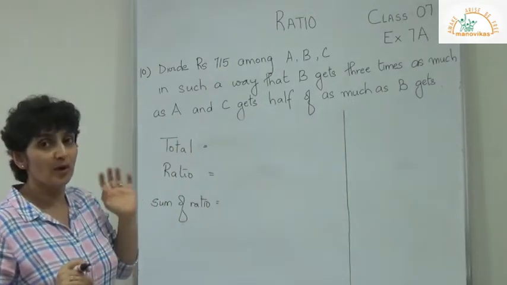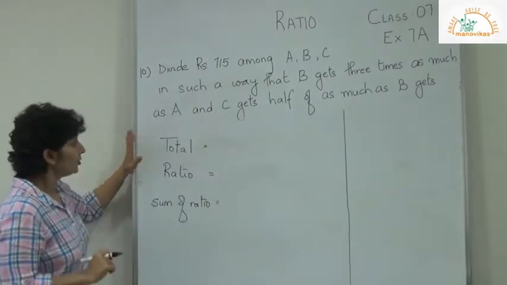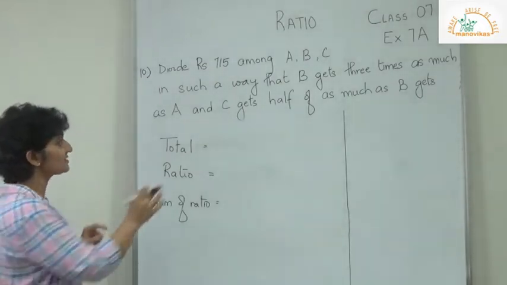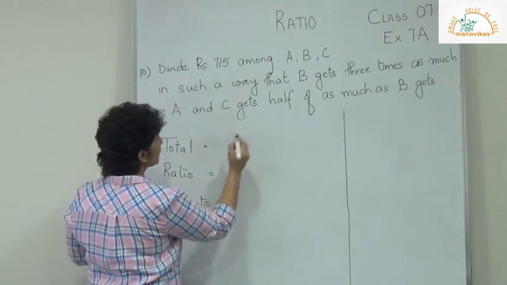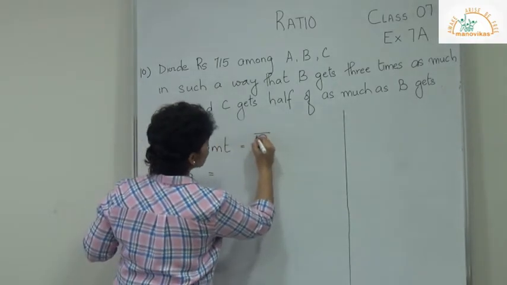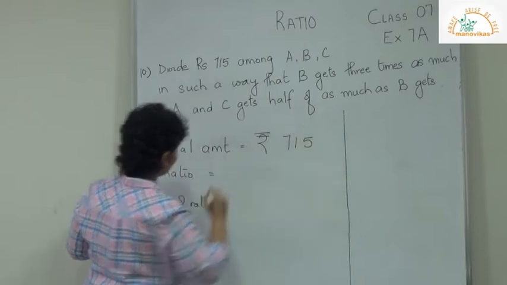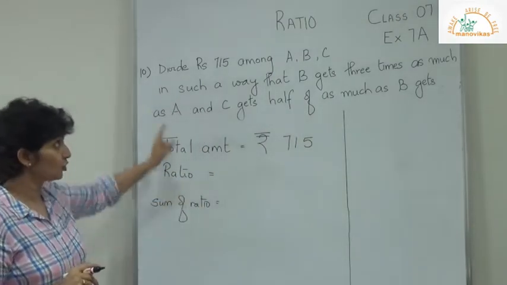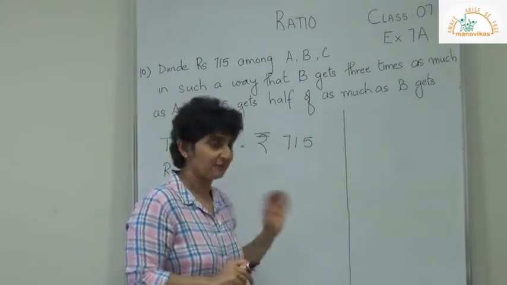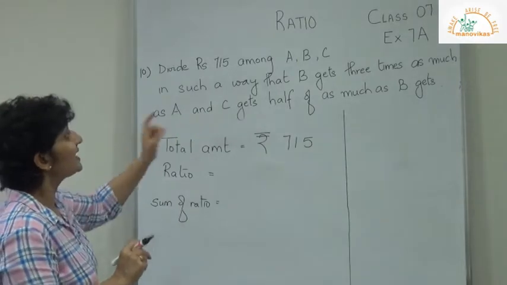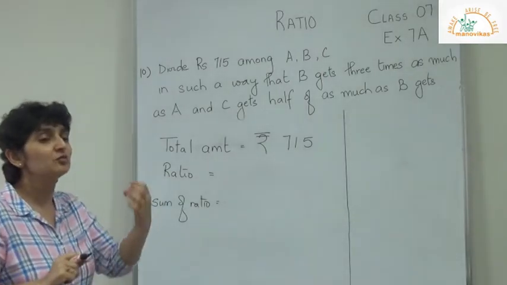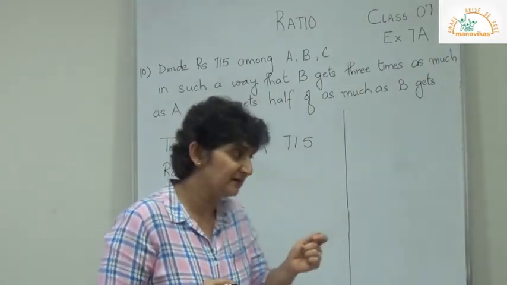So let's try to understand. We had done similar sums yesterday and we followed a certain pattern. First we found the total, like the total amount here would be rupees 715. Then we need to find the ratio, which isn't given to us, and then the sum of the ratio. Let's move on to your rough column. Now they're saying divide this in such a way that B gets 3 times. When you say 3 times, it means you are multiplying.